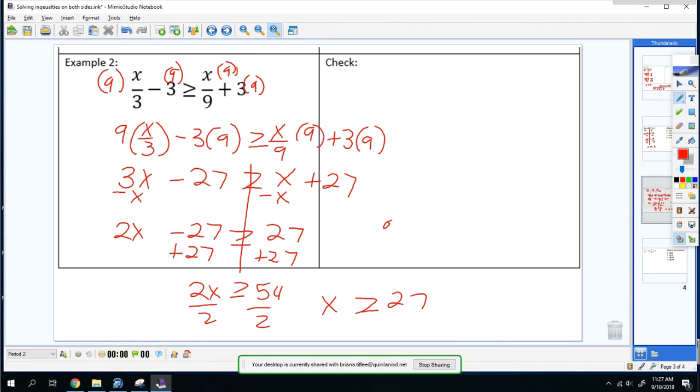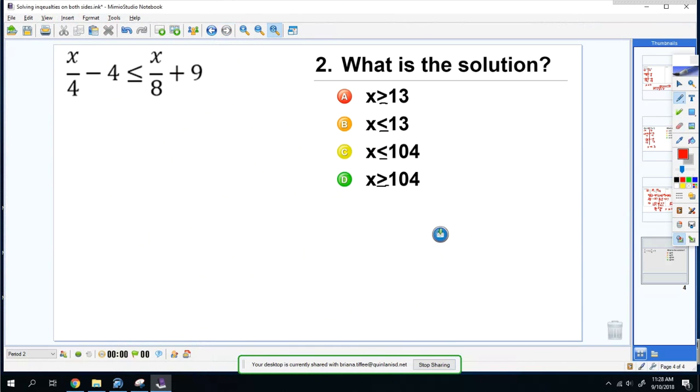So then if you did your number line, 26, 27, 28, it would be a closed circle on top, and it would go to the right. Okay. Now you pause the video and try one. So again, I'm going to multiply it by 8. But if you want to subtract it, that's perfectly fine.